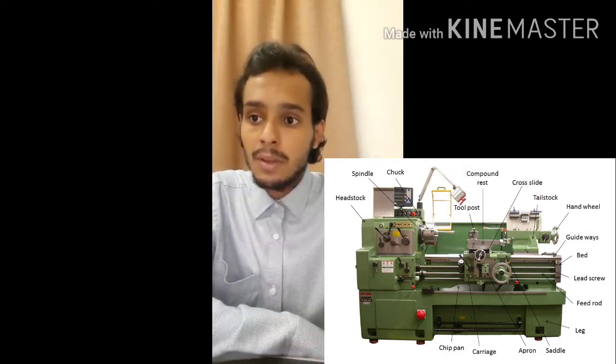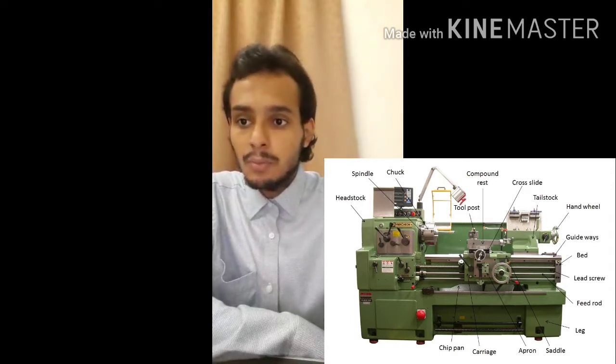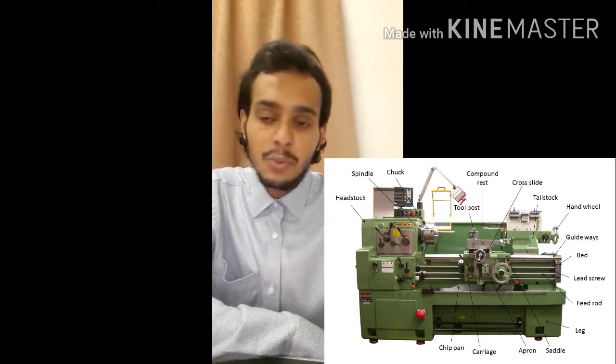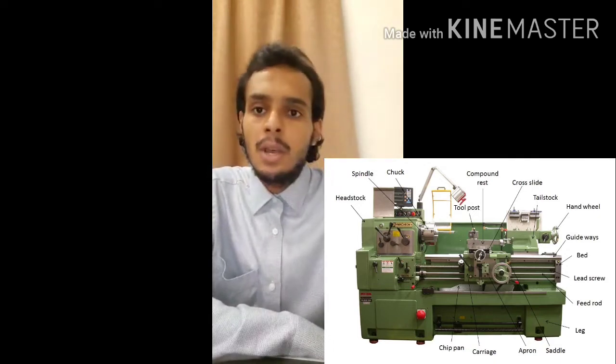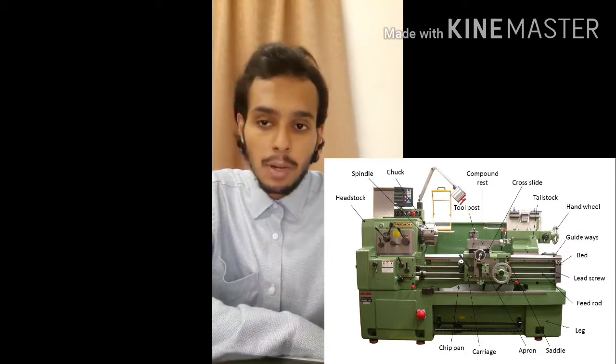There is the gearbox. The gearbox is in the headstock, which rotates the chuck at different speeds. The chuck is used for mounting metal pieces which are narrow, round-shaped, or have triangle or square shapes. The tailstock is a movable part that could be locked. It consists of a barrel that can move forward and backward.